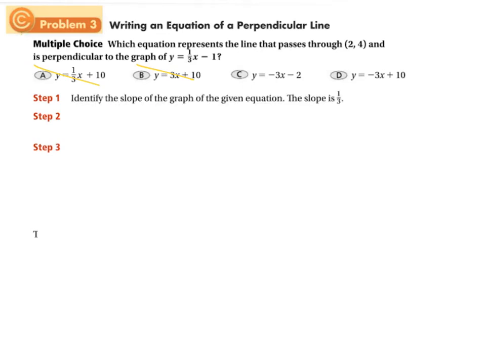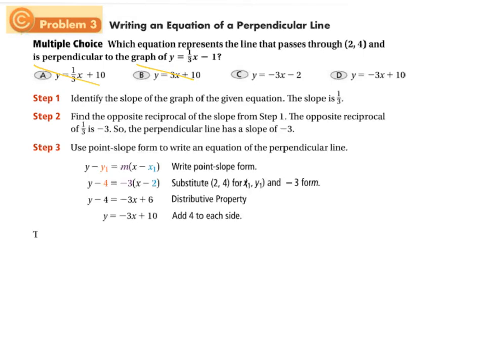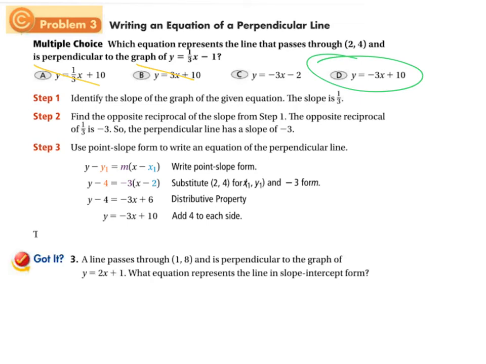Okay, the first one has a slope of 1/3. Therefore, we want a slope of negative 3. And then to figure out which one of these it is, you actually just plug it in. You use point slope form because we have a point and we have the slope that we know, negative 3, and solve it out. Distribute this through, negative 3x. Negative 3 times negative 2 is positive 6. And when we add 4 to both sides to get y equals, we get this equation right here, which is D. Now, here's your got it problem.